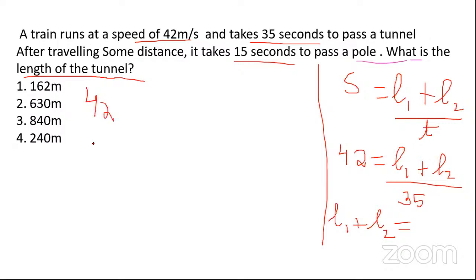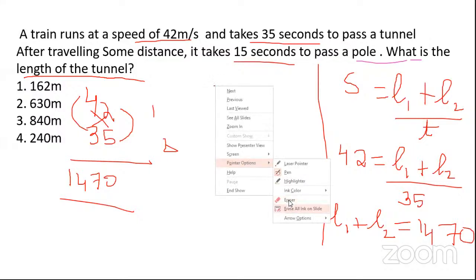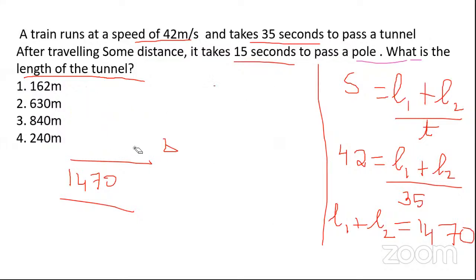So 42 into 35. If you multiply, 5 twos are 10, 0 carry 1; 5 fours are 20, plus 1, 21... so 210. Then 3 twos are 6, 3 fours are 12, 12 plus 2, 14. So 1470. This is l1 plus l2. Clear? So next, moving on with the second half of the question.